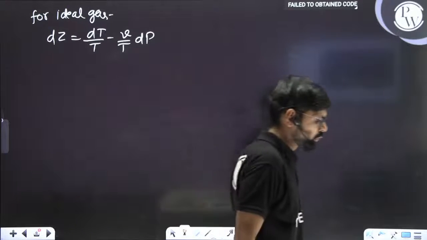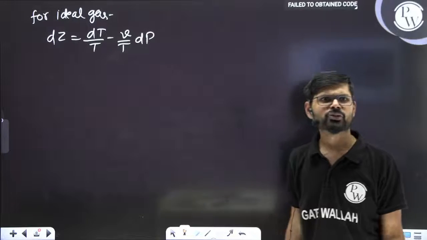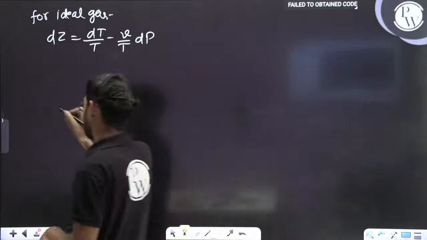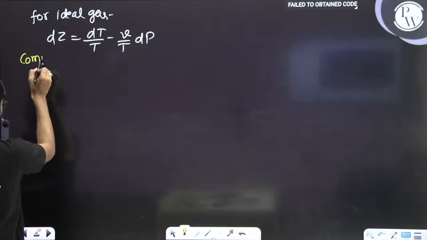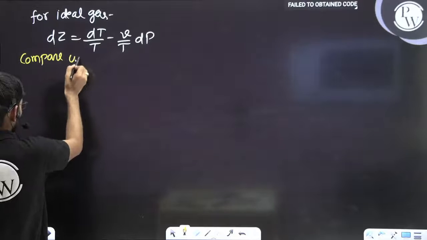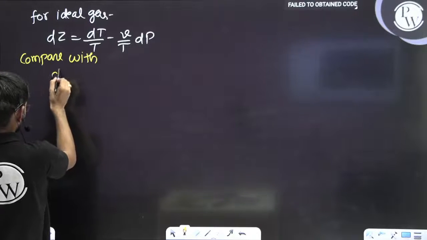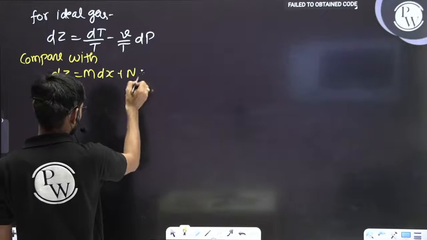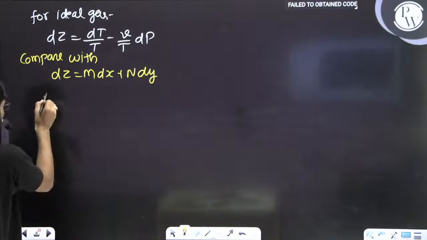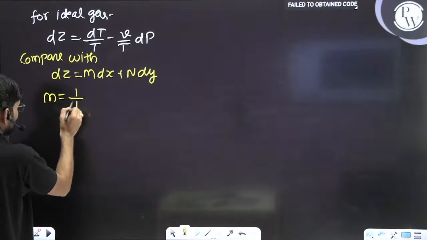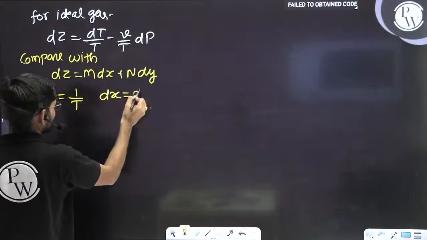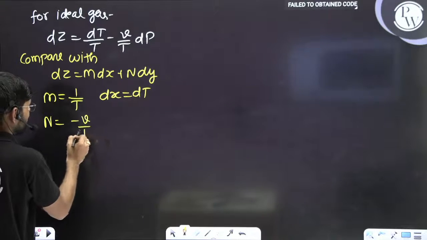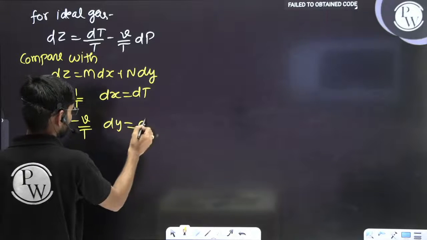Now if I ask you whether z is a property or not, it's very, very simple. What you need to do is you have to compare it with dz is equal to M dx plus N dy. So what will be the value of M? M is 1 by T, dx is dT, N is minus V by T, dy is dP.